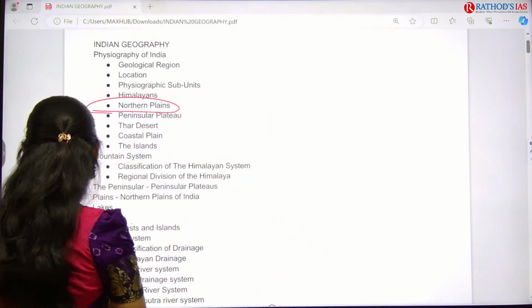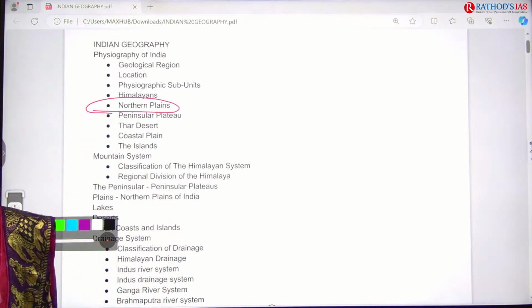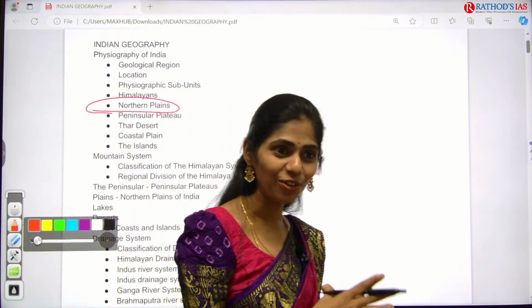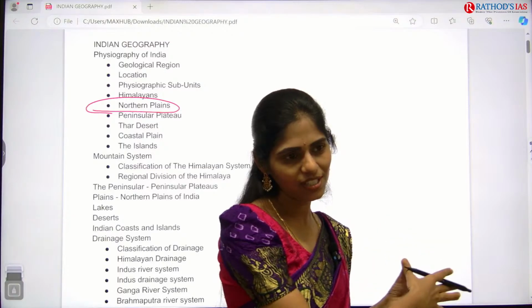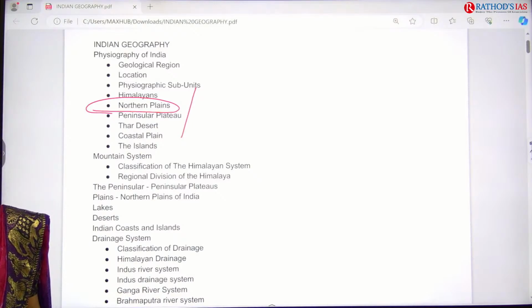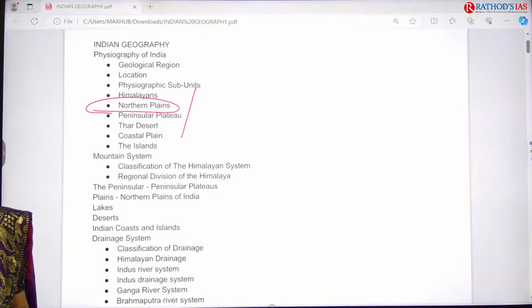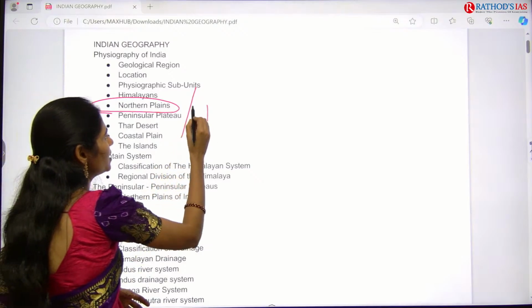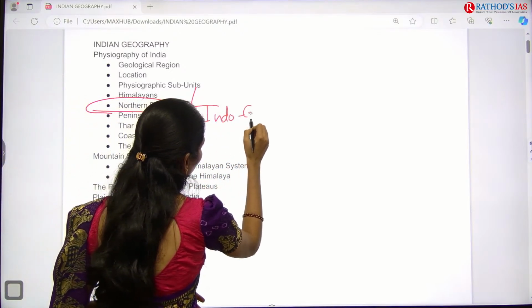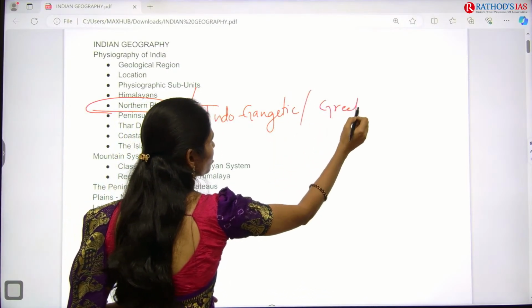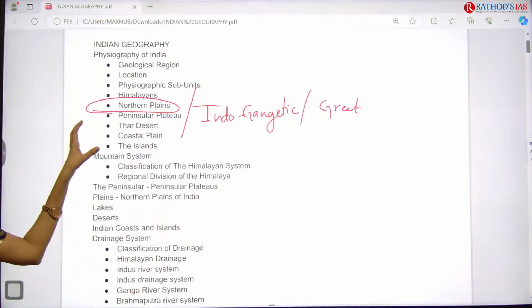Okay, in these plains, at least tell me how these plains are formed. Erosional deposition of rivers, they form these plains. So can you tell me any alternative or other names of northern plains in India? I am asking about the name of this northern plains only. Have you heard about the Indo-Gangetic plains? Indo-Gangetic plains, Great Plains. These are the alternative names of these northern plains in India.